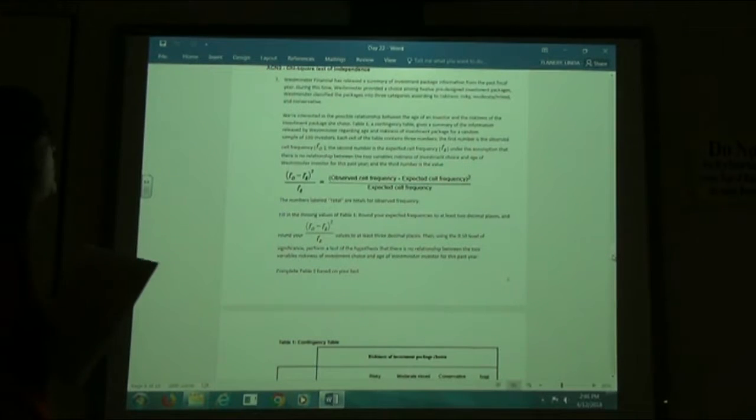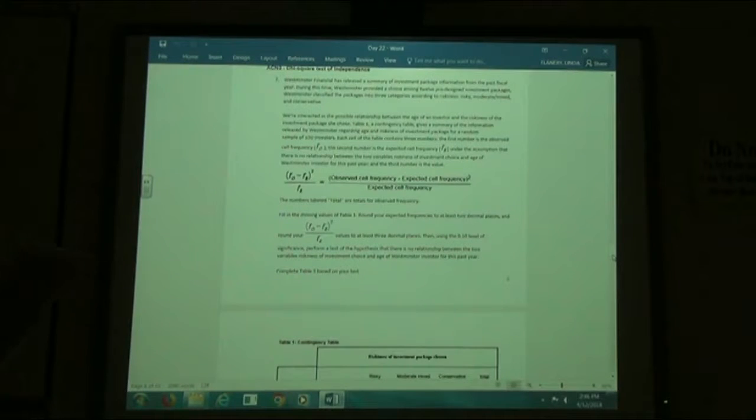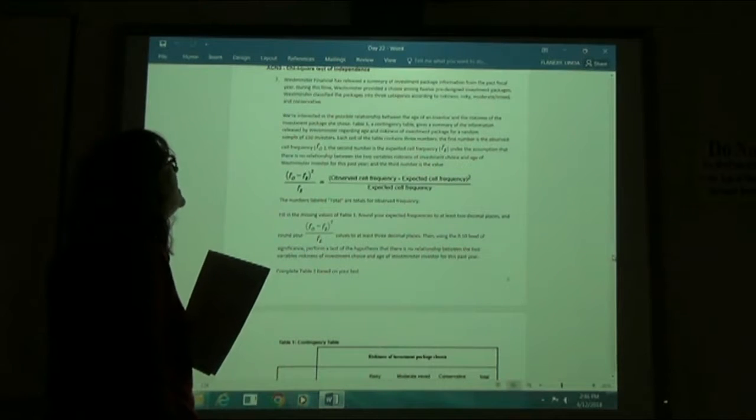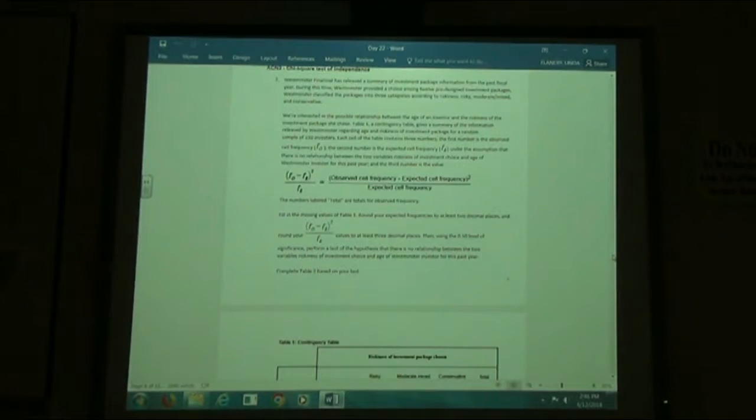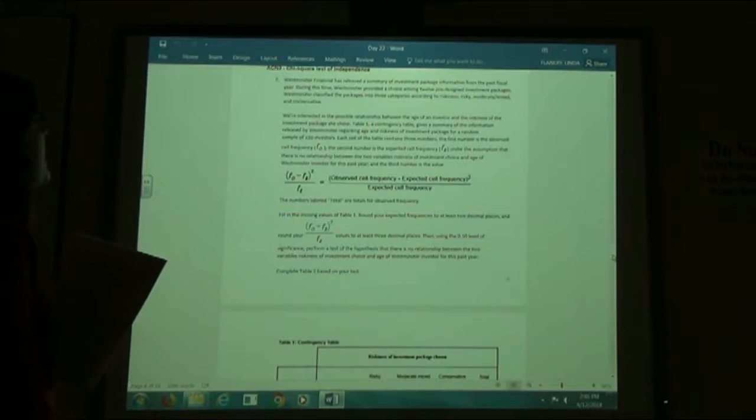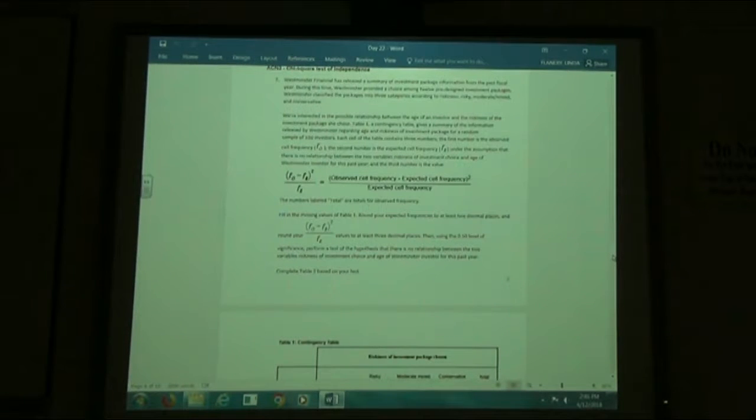We're interested in the possible relationship between the age of an investor and the riskiness of the investment packages she chooses. Table 1, a contingency table, gives a summary of the information released by Westminster regarding the age and the riskiness of the investment package for a random sample of 150 investors. Each cell of the table contains 3 numbers. The first number is the observed cell frequency. The second number is the expected cell frequency, under the assumption that there's no relationship between the 2 variables, riskiness of investment choice and age of Westminster investor for this past year.